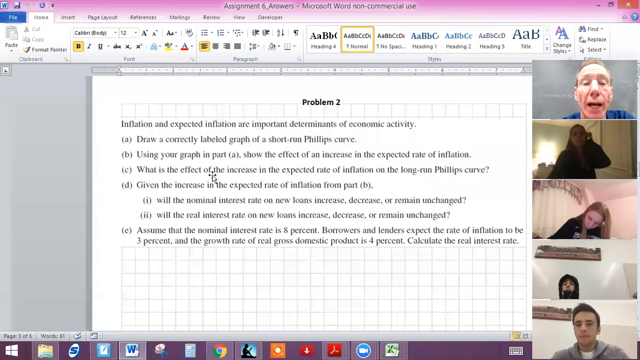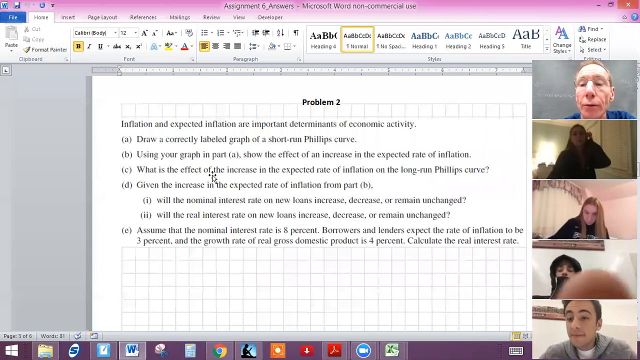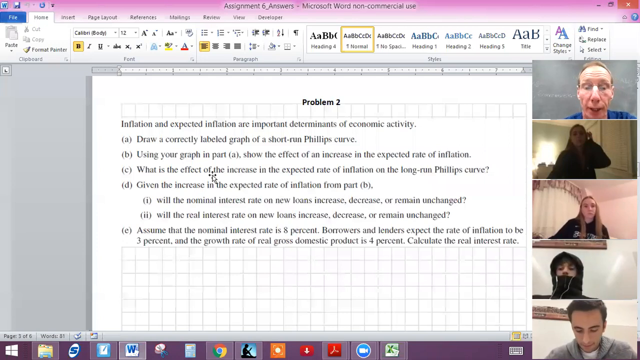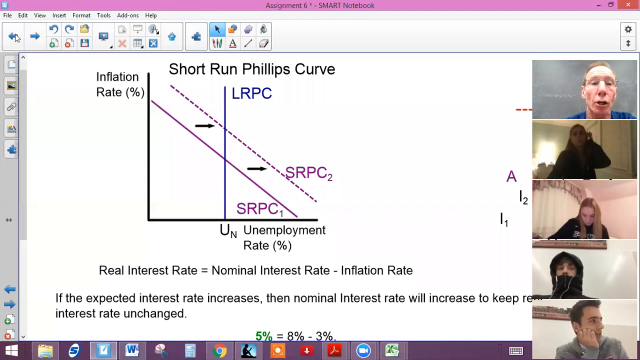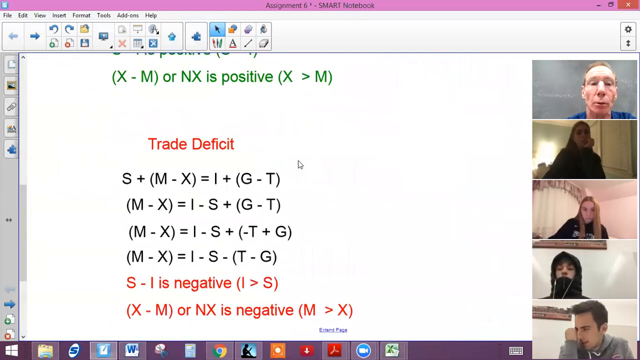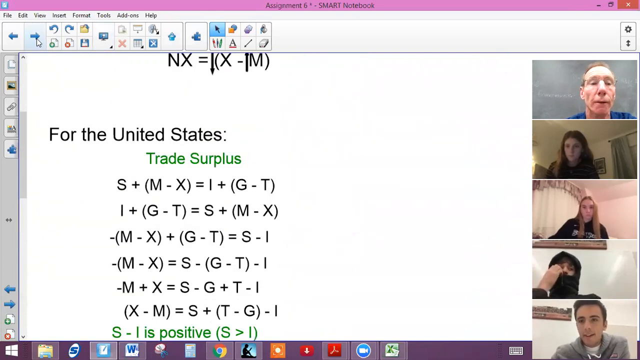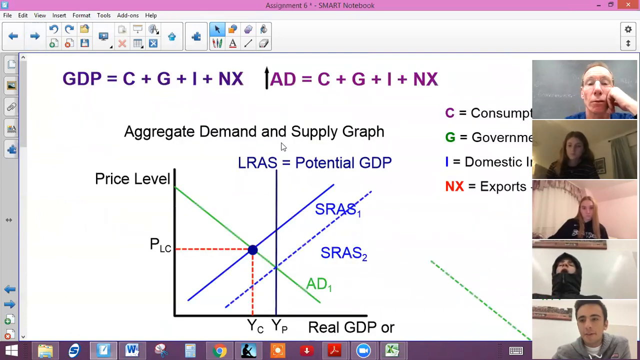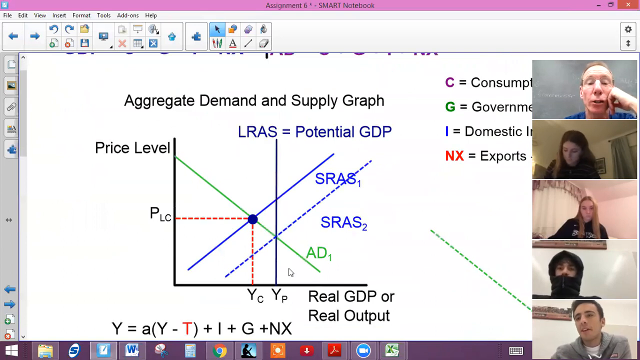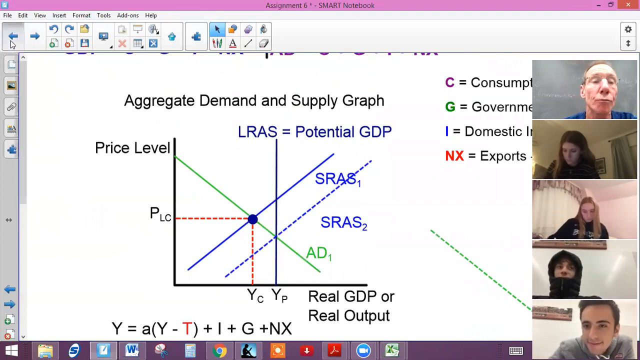Okay, what is the effect of the increase in the expected inflation rate on the long run Phillips curve? Well, that's why I drew it in here. Nothing, right? Price levels, just like the long run aggregate supply curve back over here. I think I've got it over here somewhere. Hold on. If we look at the long run aggregate supply curve, which is right here, price levels have no effect on the potential output. It doesn't change at all, right? It's perfectly inelastic. Okay, the same is true for the long run.